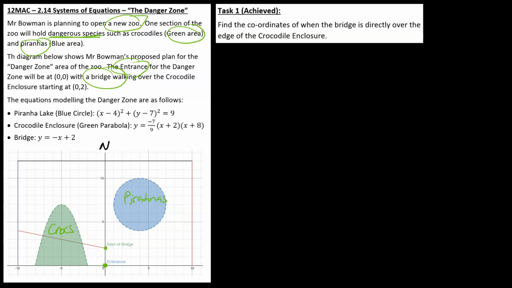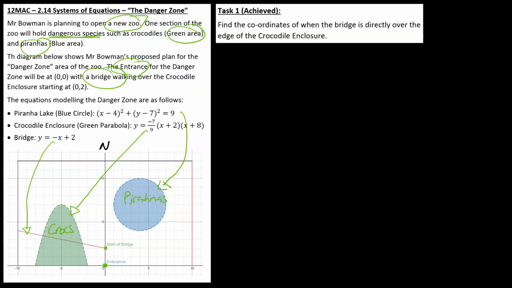We've been given the equations for all of them. So Piranha Lake, x minus 4 all squared, and then the parabola for the crocodile enclosure was represented there, and we got an equation for the bridge. And really important to remember, don't assume that the diagrams are to scale or are correct. So let's get into the question.